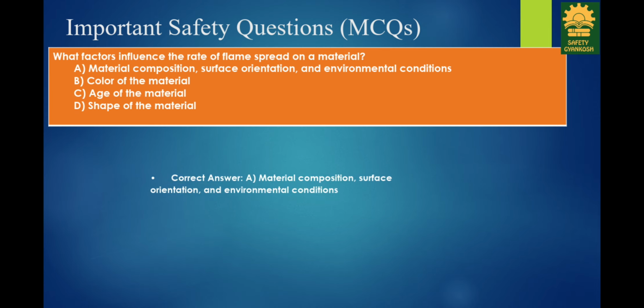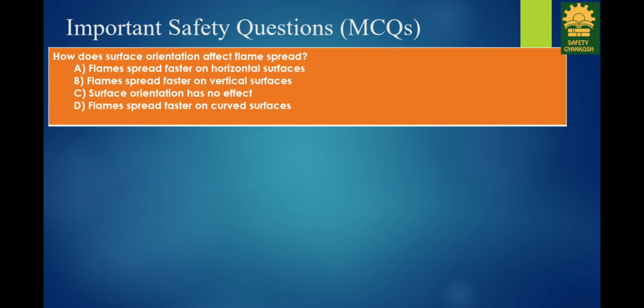See, the factors that affect the rate of flame spread on a material are in A. Material composition, meaning what the composition of the material is, surface orientation and environmental conditions. All these factors will affect the rate of flame spread. Let's move on to the next question.